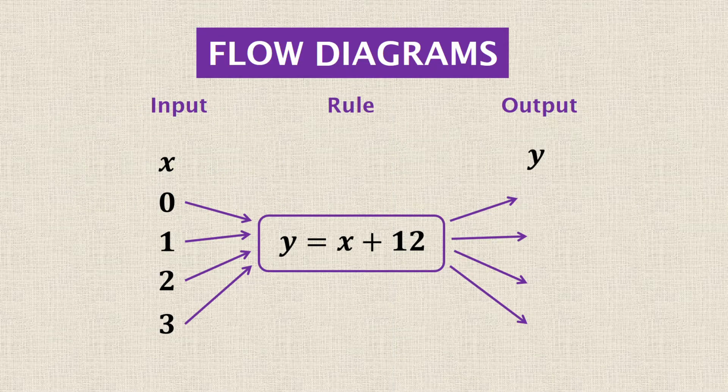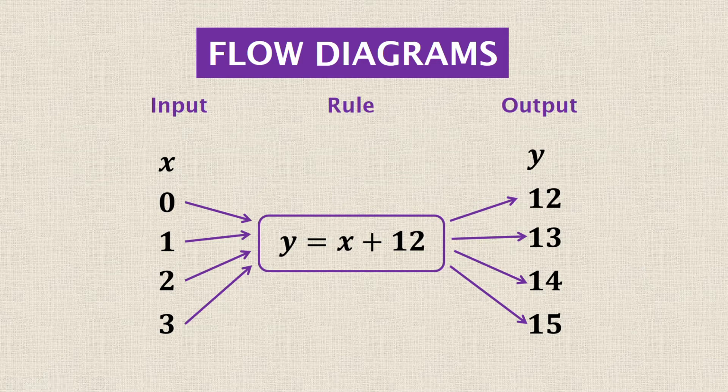Okay, so you've seen this. This is a flow diagram. You've got your input values on the left-hand side, your rule or your general rule in the middle, and your output on the right-hand side. Wherever there's an x, you're going to substitute whatever input value it is. So in this case, it would be 0 plus 12, which is just 12. And then the next one will be 1 plus 12, which is 13, etc. So that would be quite easy, your flow diagram.